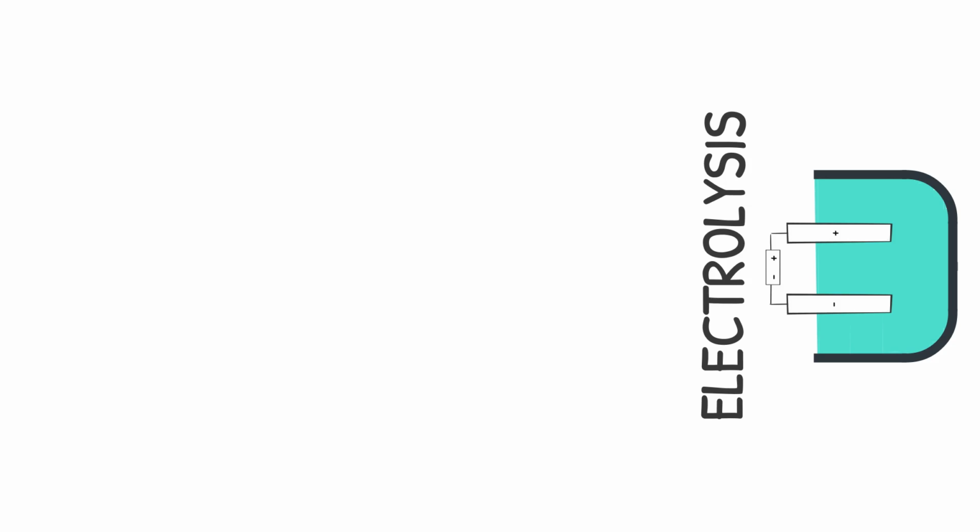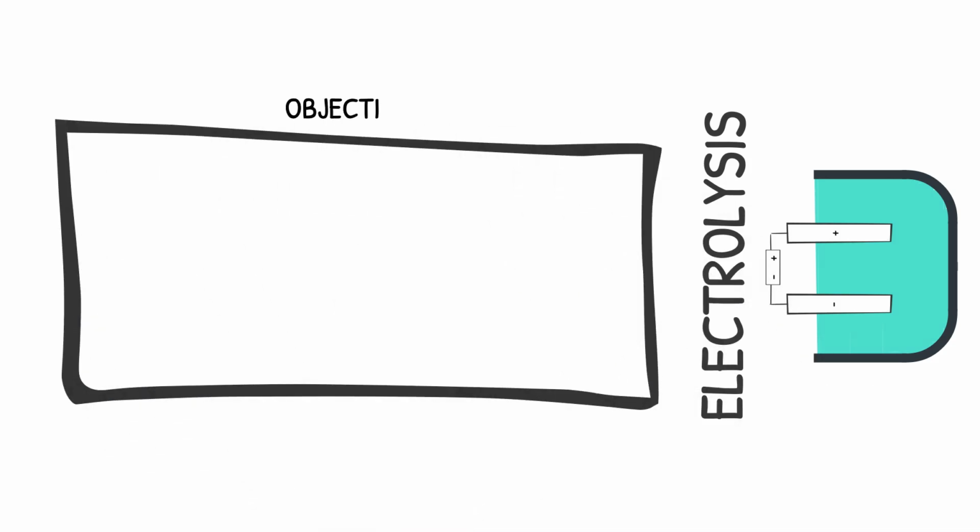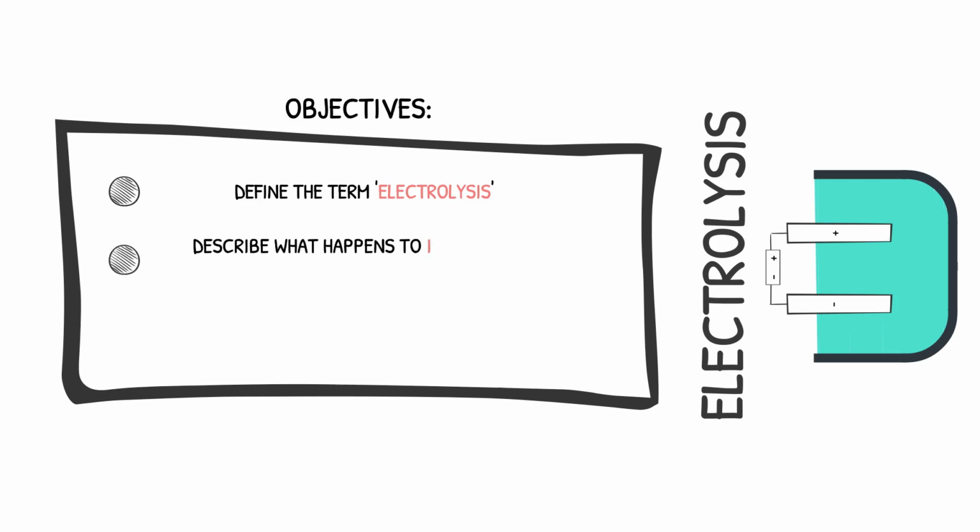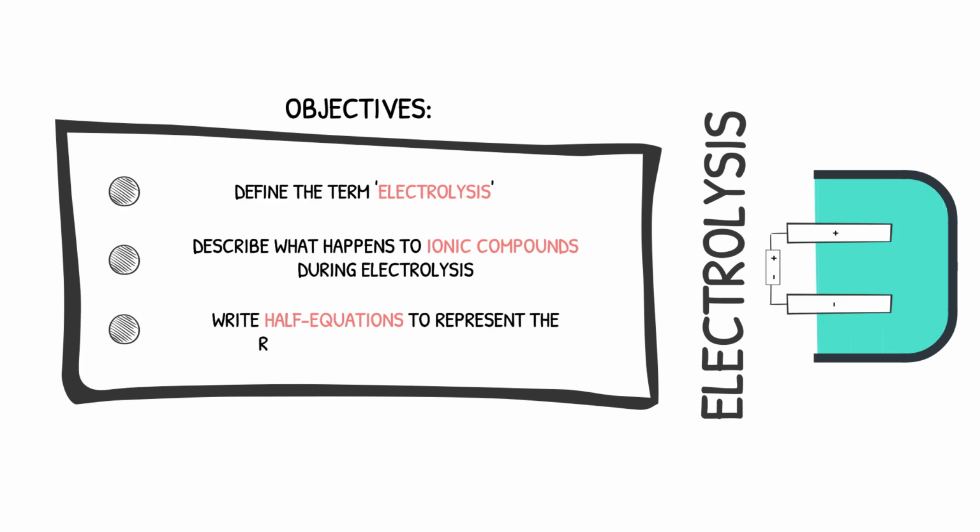In this video, we are looking at electrolysis. By the end of this video, you should be able to define the term electrolysis, describe what happens to ionic compounds during electrolysis, and write half equations to represent the reactions at each electrode.